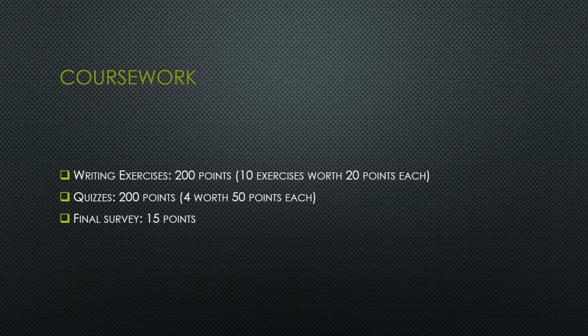And then finally, in the last module, there's a final anonymous survey that I ask you to do that's worth 15 points. That gives me feedback and allows me to hopefully improve the class in the future. So we'll have more specific questions about it than you get on the standard university survey that you do, but it will allow me to just tweak this course moving forward. So that makes a total of 415 points for the entire class.